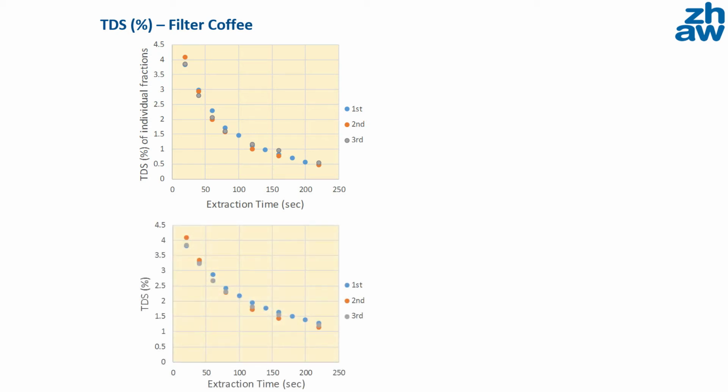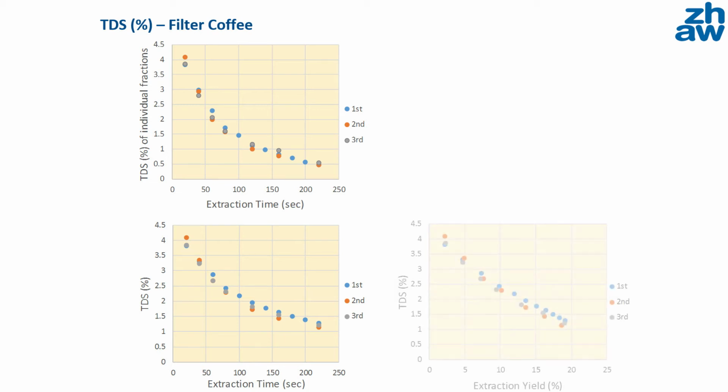And if you plot it now as a total, this is the TDS of individual fractions, and this is the TDS as we plot it, we see that at the last fraction we end up with a TDS of 1.2. This is what we expect for a filter coffee. In the brewing chart of filter coffee, we want to have a total dissolved solid of 1.2.